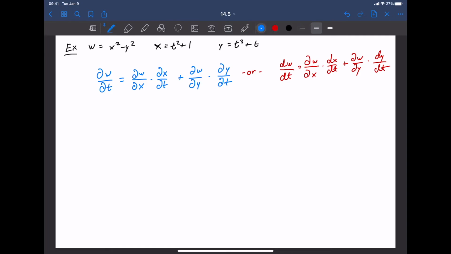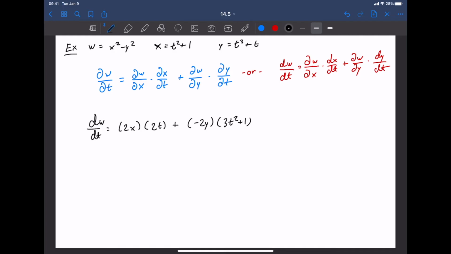Now, maybe that was too much information because at the end of the day, dw dt is, what's dw dx? That's 2x. What's dx dt? That's 2t. Plus, what's dw dy? That's negative 2y. What's dy dt? 3t squared plus 1. That's it. Ta-da. Usually we'll leave it like that. We won't worry about converting everything down to one variable.